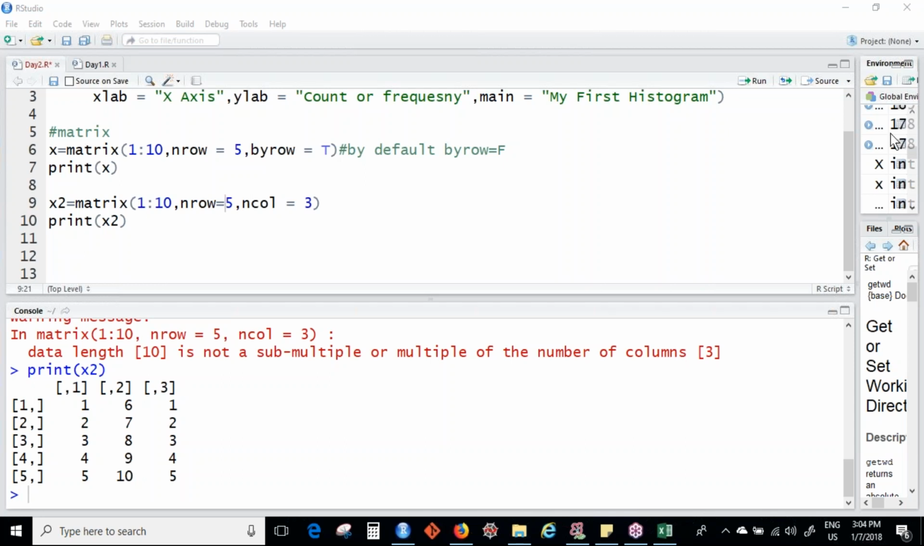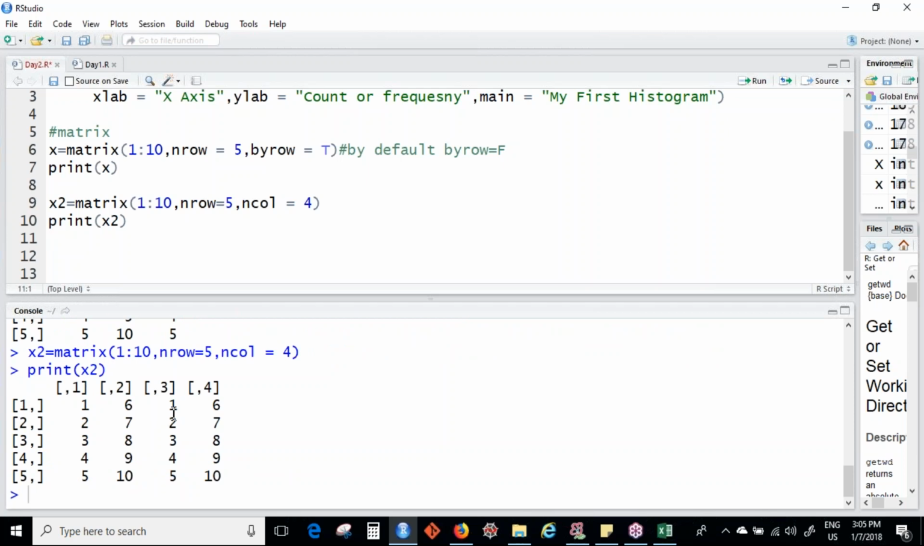Yes, exactly. The moment you do something like this, R will start repeating the numbers again. So what happened? 1, 2, 3, 4. The numbers got finished here. Now after that what happened? The numbers started repeating again. Even if I gave n call is equal to 4, the same thing would happen. It will start repeating. So 1, 2, 3, 4, 5 and again 6, 7, 8, 9, 10. It will start repeating the numbers again.